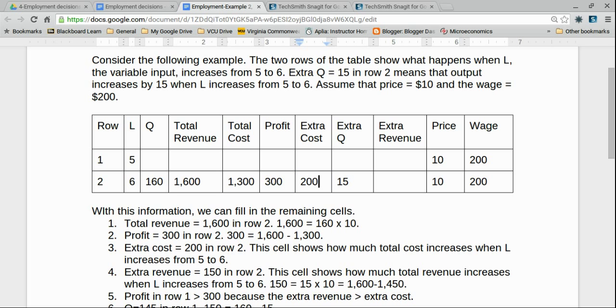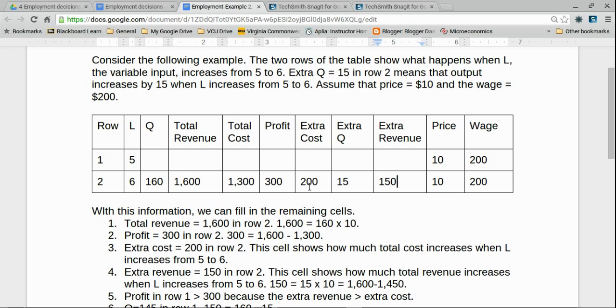We can find the extra cost in row 2. The extra cost is simply the wage the firm has to pay for the extra unit of L. The extra revenue is the extra output produced times price, so extra revenue will be 150. In this case, when L goes from 5 to 6, cost rises by 200, revenue rises by 150. That means that profit will go down when L goes from 5 to 6, or another way to think of it, profit will go up when L goes from 6 to 5.